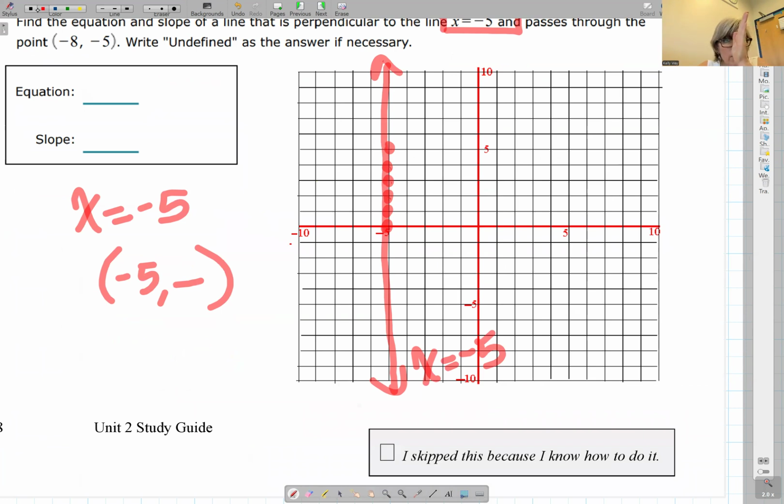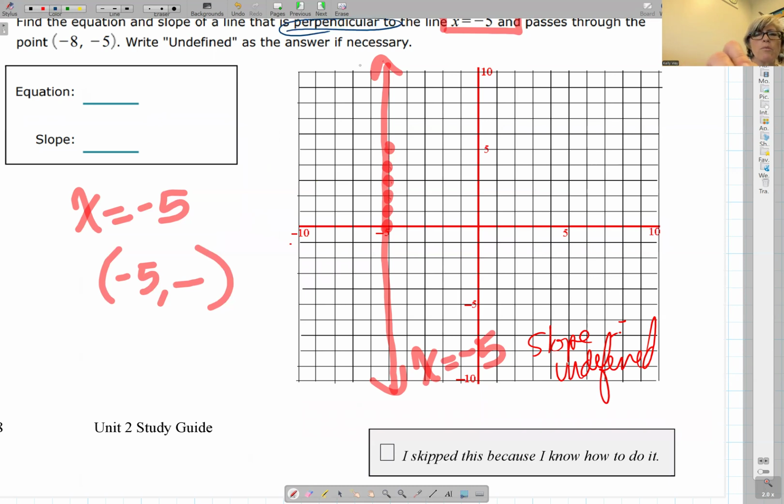Zero slope, undefined. Zero slope, undefined. Do that like 6 times. So the slope here is undefined. All right. Now we want a line that's perpendicular to this.